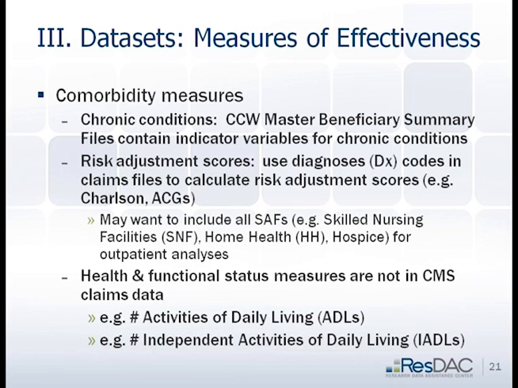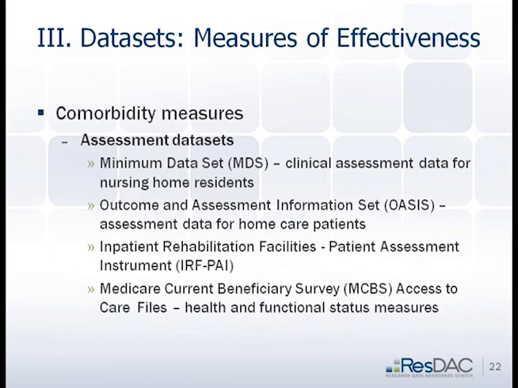If you do go after diagnoses codes, you may want to include all the standard analytic files, at least for outpatient analyses, so that you don't miss anything. If you don't have access to all those files in your particular study, you'll just have to acknowledge that as a limitation in your publication. There are some data sets that do contain health and functional status. They are not in the claims data, but I have some examples coming up of what data sets do contain activities of daily living and independent activities of daily living. So for example, yep, please.